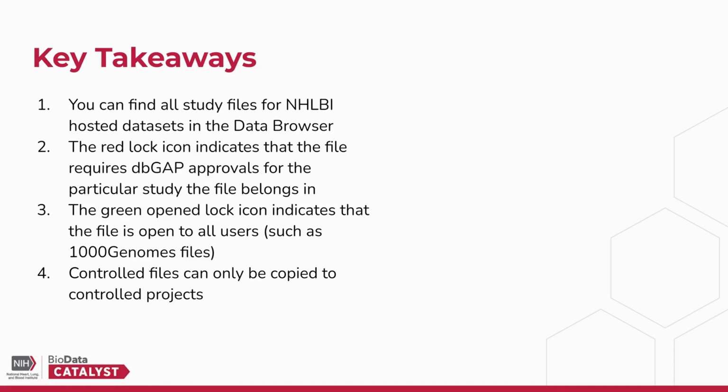Now that we have completed both of our data browser goals, I want to summarize with four key takeaways. The first is that you can find all study files for NHLBI hosted datasets in the data browser. The data browser provides a really easy way to query for those study files. A red lock icon indicates that the file requires dbGaP approvals, and the system will programmatically check your credentials. The green opened lock icon indicates that the file is open to all users. So this includes the training data sets as well as the 1000 genomes files. Controlled files can only be copied to controlled projects. So if you want to work with controlled data, you need to first make a controlled project.